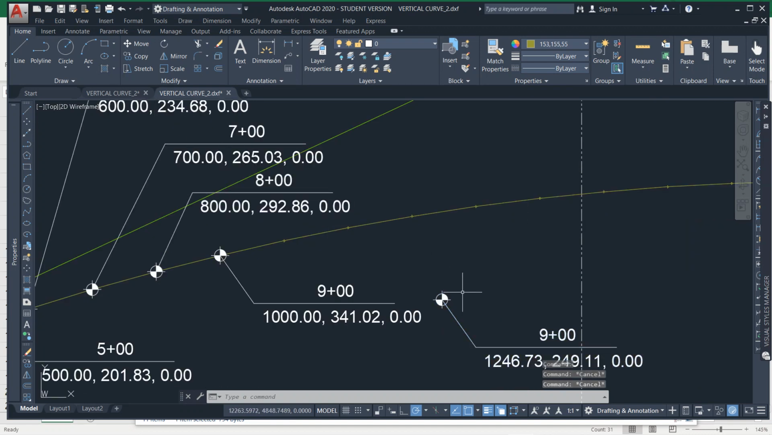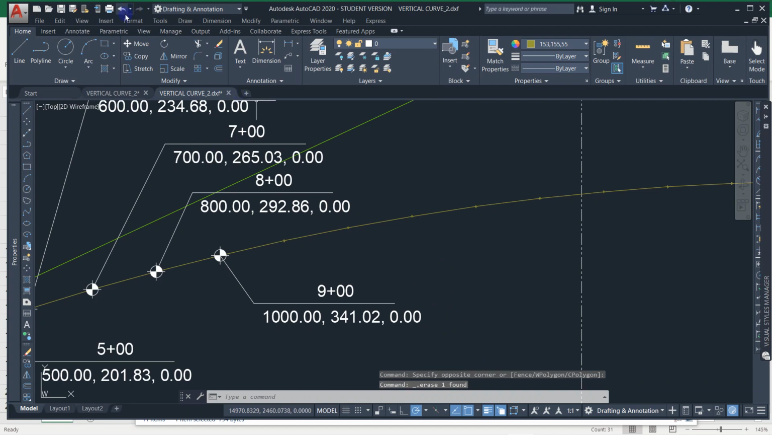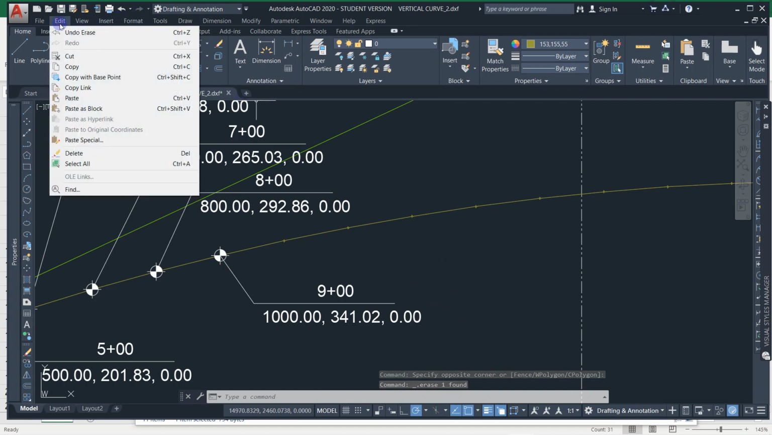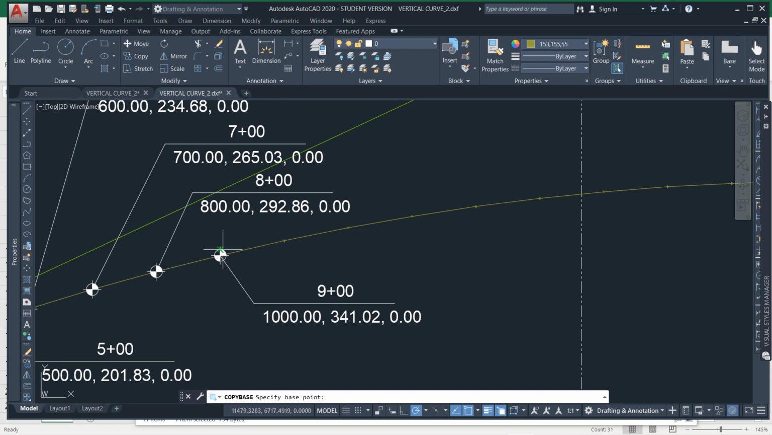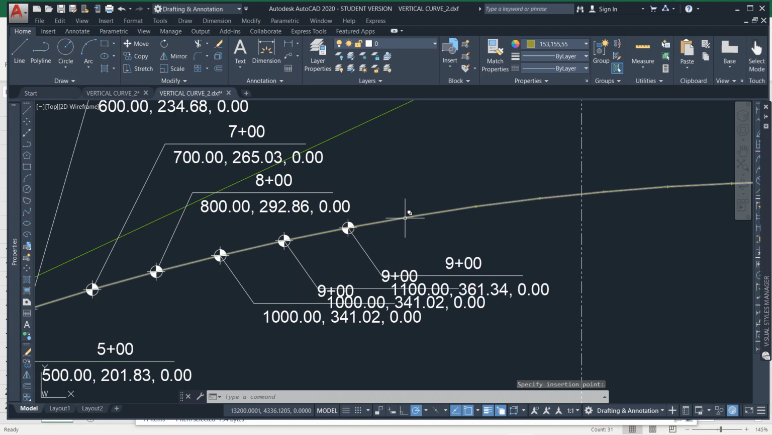Let's do how you do that. Edit, copy with base point, and you have to select something first. Edit, copy with base point, and then you can just enter, and just start pasting it in there. Maybe not. I don't know what's happening, man. Edit, copy with base point. All right, and then Control V. There you go. Control V, enter.